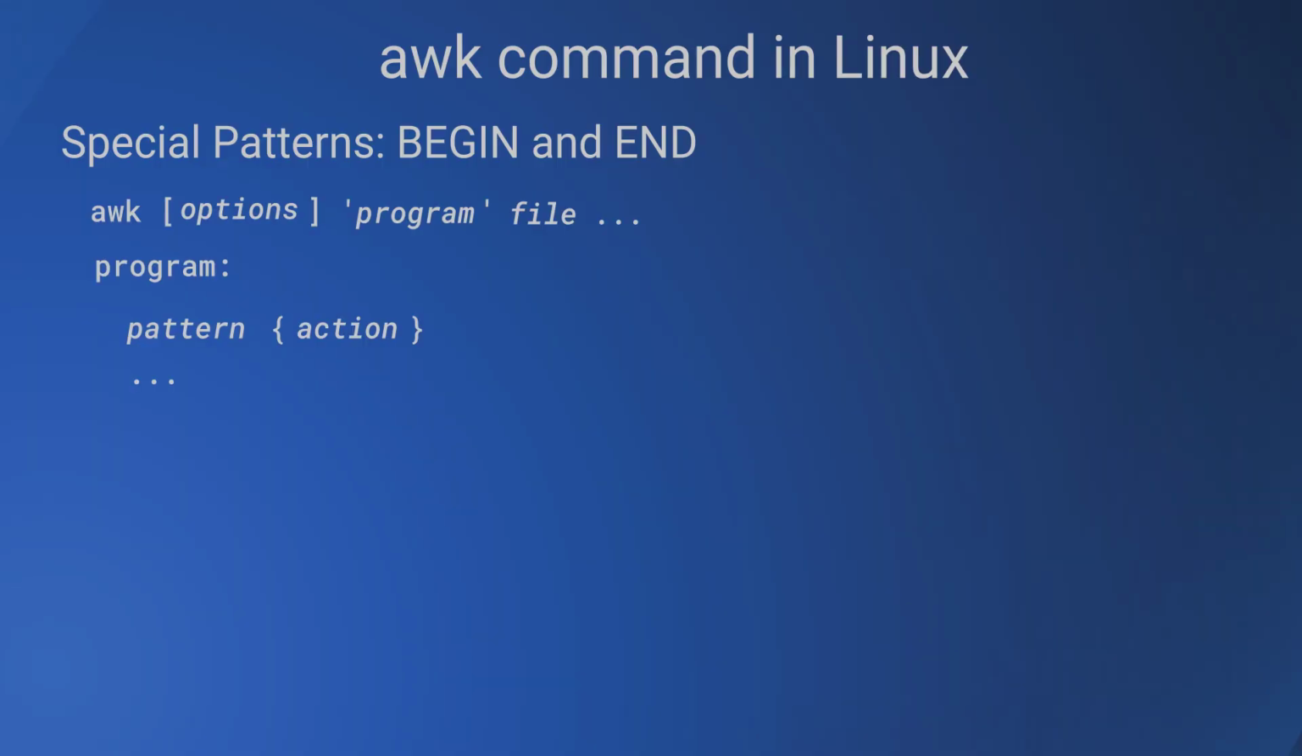Special patterns BEGIN and END. We have seen that the awk command syntax is awk options program file. The program comprises one or more pattern-action pairs. There are two special patterns, BEGIN and END. If the program has a BEGIN pattern, the corresponding action is executed before any record is read. It is for initializing variables, printing headers, etc. Initializing variables to 0 is not required as awk does that by default. The action related to the END pattern is executed after the last line of input has been processed and is useful for printing summary, grand totals, etc.